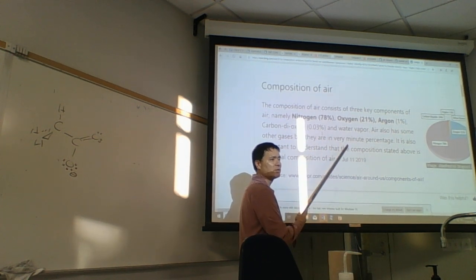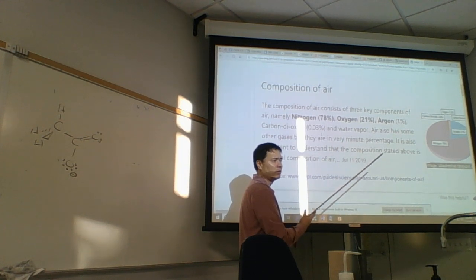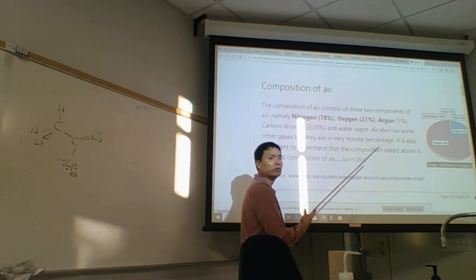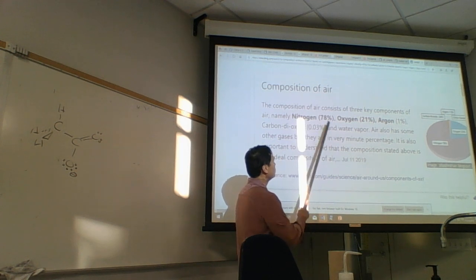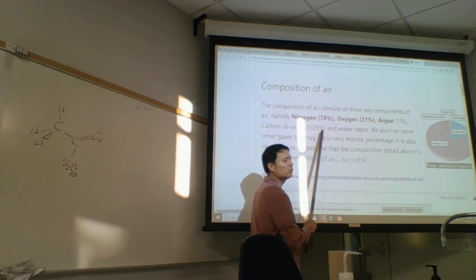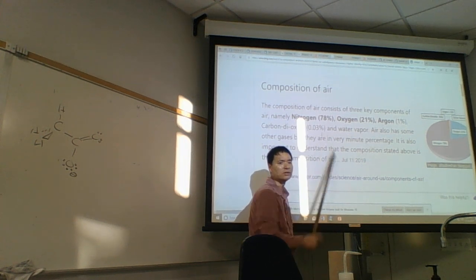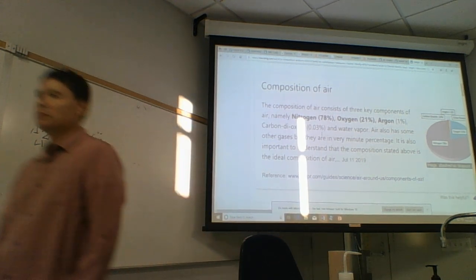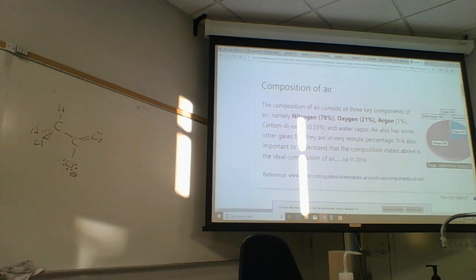But I don't normally have 100 atmospheres of air. I normally have 1 atmosphere of air. So if I have 1 atmosphere of air, then I've got 0.0003 atmospheres of CO2. So this is what happens here.